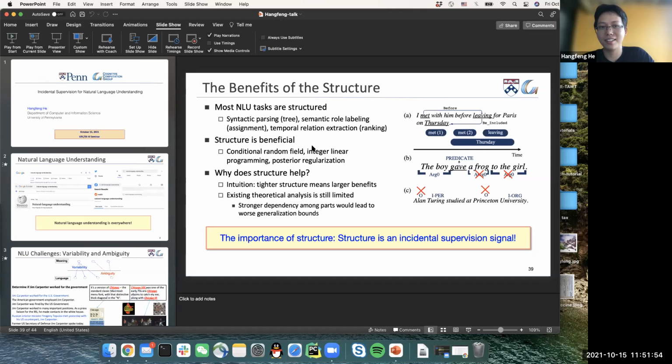For example, incidental means that the signals are there already, and you don't need to make extra effort to annotate them. So they have different highlights and different scopes, but the differences are quite fine-grained. In general, we can see that they are quite similar.